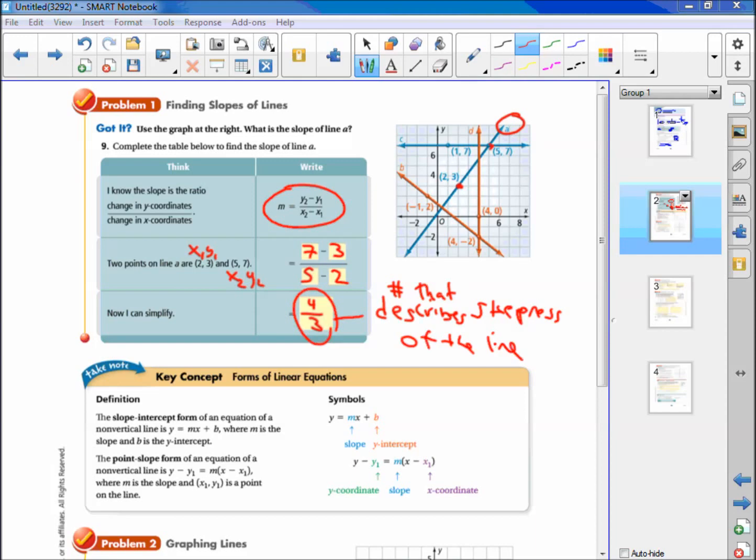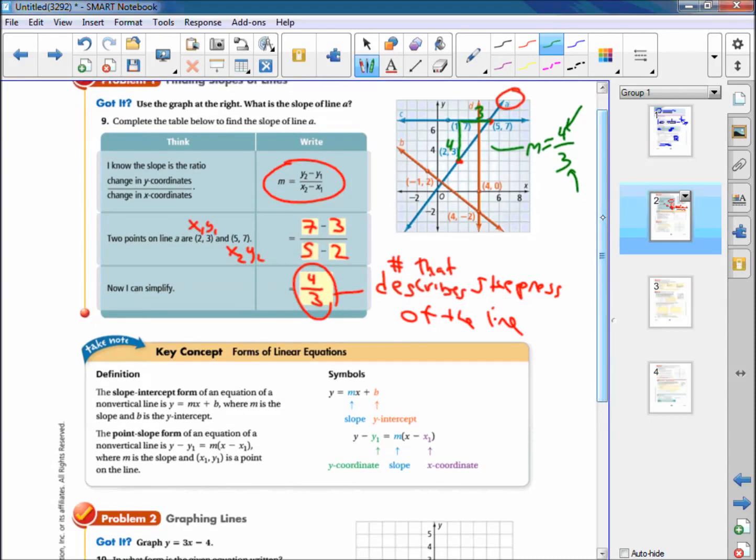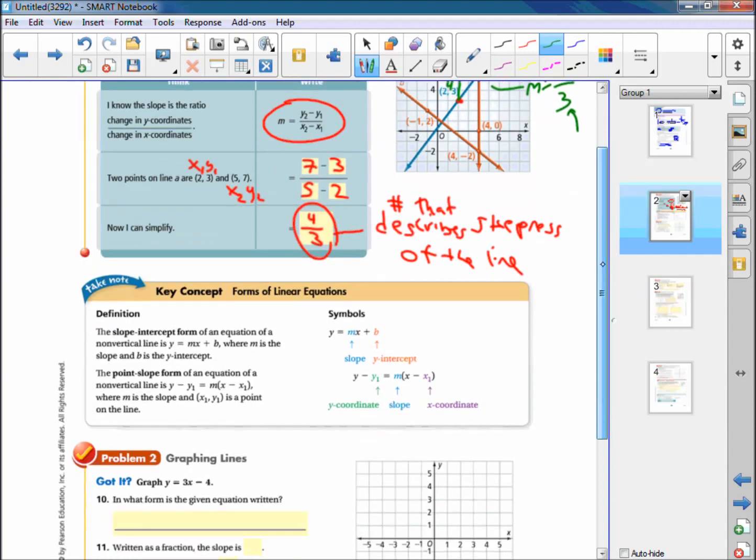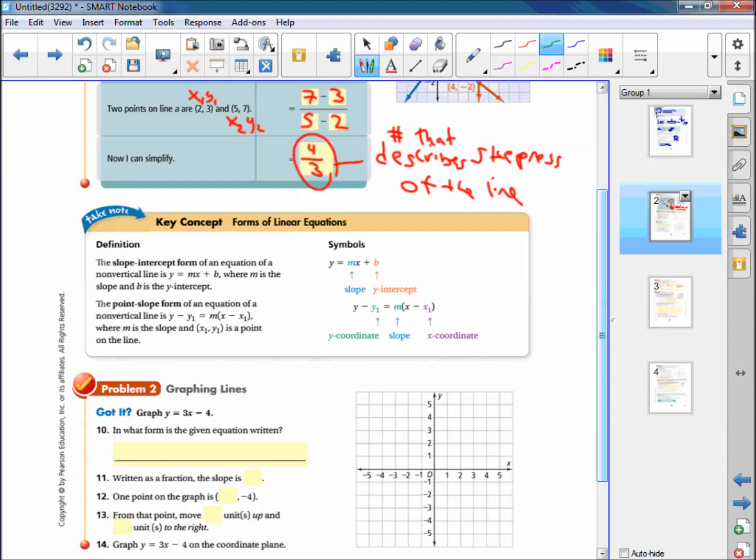Okay, now we can also see this number pictorially in our problem up here. If we go from (2, 3) to (5, 7), that requires us to travel up 4 and over 3. So the slope here is up 4, the change in the vertical, over 3, the change in the horizontal. Okay. Remember, lines that go uphill from left to right are positive, and lines that go downhill from left to right are negative.